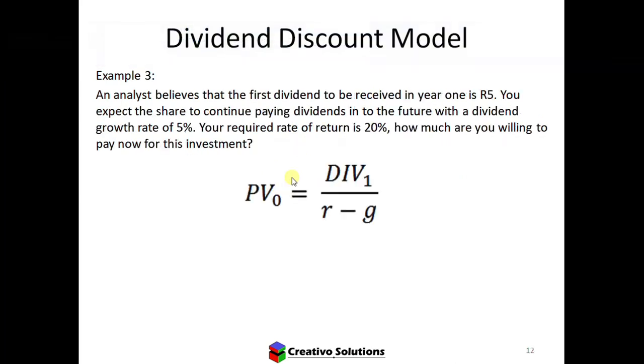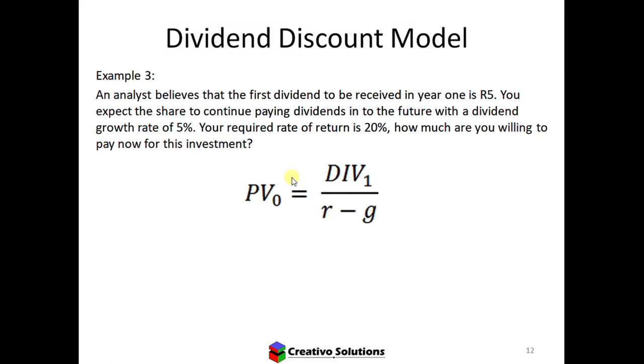All right, so you've got the answer to that one. Let's look at a different calculation where you are going to have to use the constant growth. This is actually part of the Gordon growth model. So if I have a question where the analyst believes that there is going to be a first dividend received in year 1 amounting to 5 Rand, and you also expect the share to continue paying dividends into the future with a dividend growth rate of 5%. That's the giveaway. The G is representing the growth.